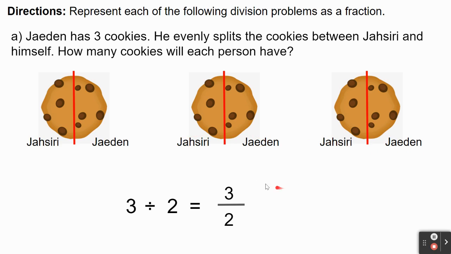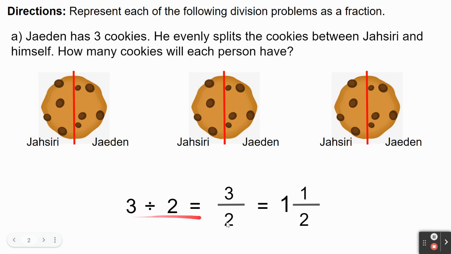Well, we can rewrite this 3 halves as a mixed number. If we look at Jossiri's, we can see that we have half and another half, which equals 1 whole cookie, and she's going to get another half, which would be 1.5 cookies. So 3 divided by 2 is 3 halves, or 1.5.